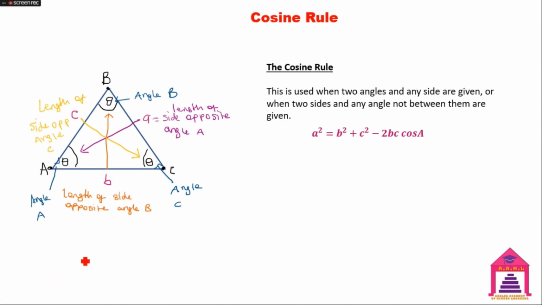All right, so we have the cosine rule. This is used when two sides and the angle between them are given. So we have this formula: a squared is equal to b squared plus c squared minus 2bc cos A. Again, a is the length of the side opposite angle A, c is the length of the side opposite angle C, and b is the length of the side opposite angle B.